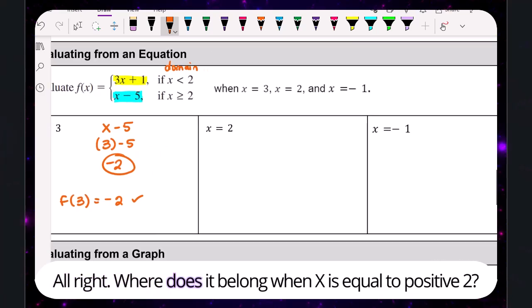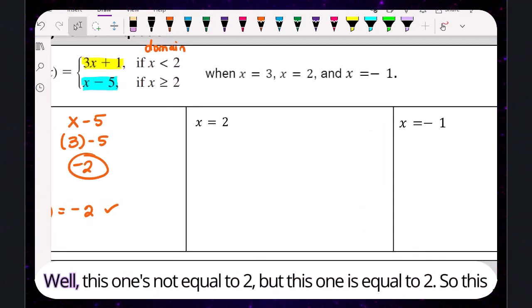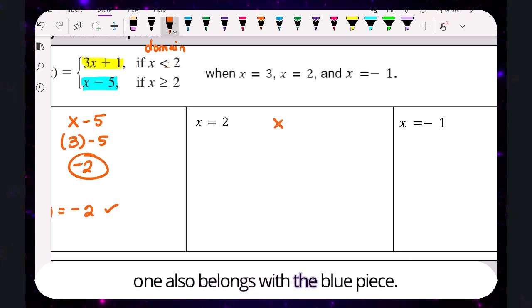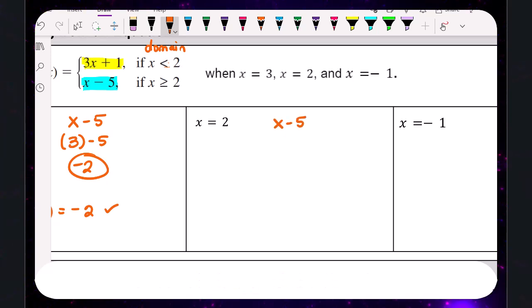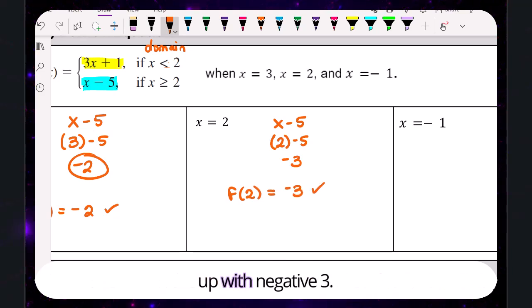All right, where does it belong when x is equal to positive 2? Well, this one's not equal to 2, but this one is equal to 2. So this one also belongs with the blue piece. So plug in a 2. 2 minus 5 is -3. So if you plug in a positive 2, you wind up with -3.